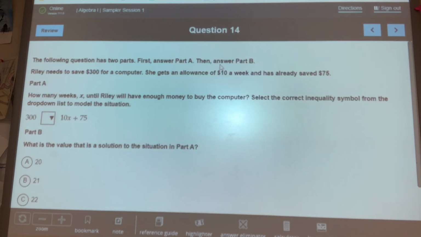Okay, on to 14. It says the following question has 2 parts. First, answer part A, then answer part B. Okay, it says Riley needs to save $300 for a computer. She gets an allowance of $10 a week and has already saved $75. How many weeks until Riley will have enough money to buy the computer? Select the correct inequality symbol from the drop-down list to model the situation.